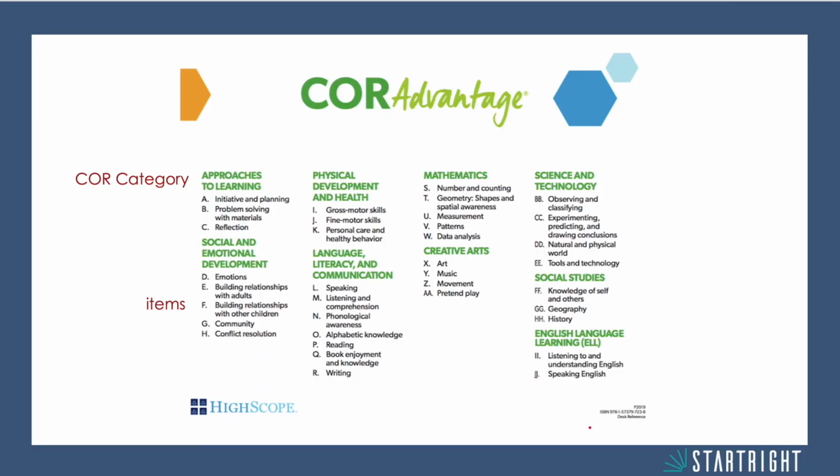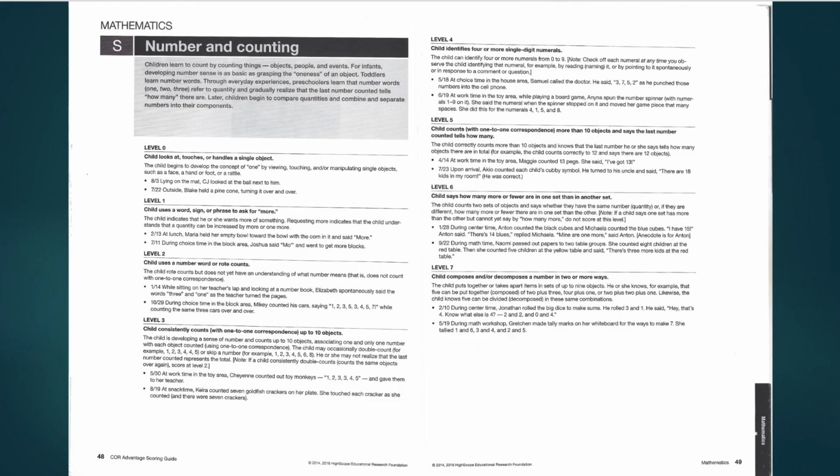Alright, so what are we looking at here? Basically, I mentioned earlier that there are core categories, the ones highlighted in green, and those labeled A, B, C, D, E, F, G, H, all the way until J, these are core items. Here's the next page that I want to show you as an example. We mentioned mathematics is a category. Numbers and counting is an item. And we have level 0, level 1, level 2, level 3, all the way until level 7.